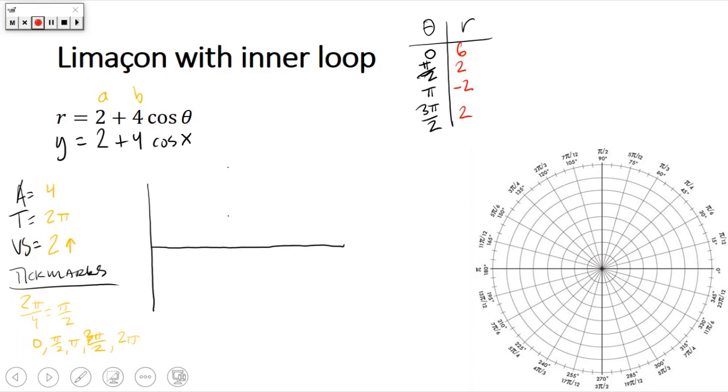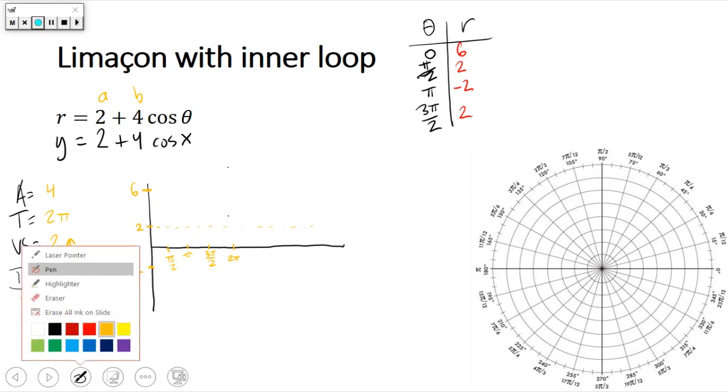So our vertical shift, we shifted 2 up. So let's say that's 2. Now our amplitude is going to be 4 up from here and 4 down from here. So 4 up is going to end up here at 6, while 4 down is going to end up down here at negative 2. And our midline is at that 2 where it got shifted up to. And then our horizontal tick marks, we got one at pi over 2, one at pi, one at 3 pi over 2, and then one at 2 pi.